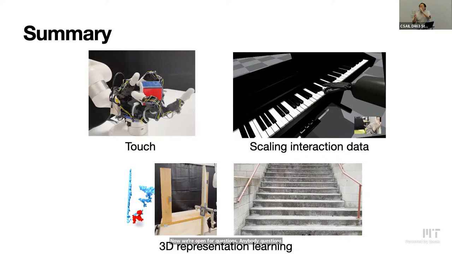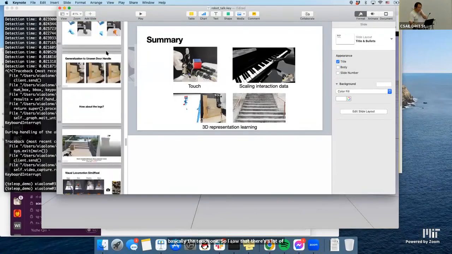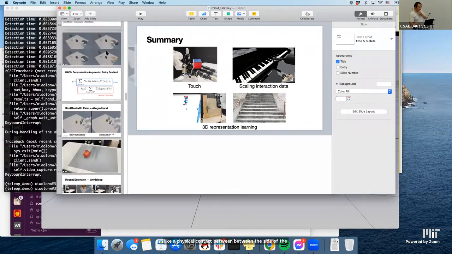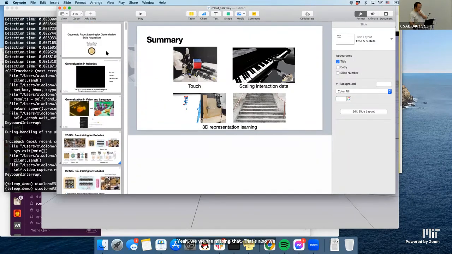Okay, I guess I have a question about basically the touch one. So I saw that there's a lot of physical contact between the side of the fingers and the objects. Right. Yeah, we are missing that. That's also something we noticed. So it's very important to, let's see.